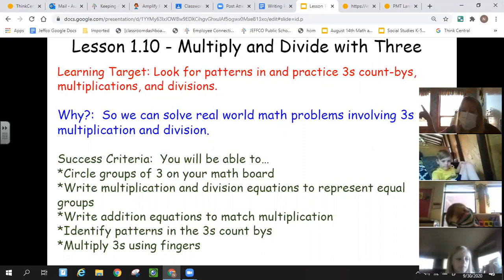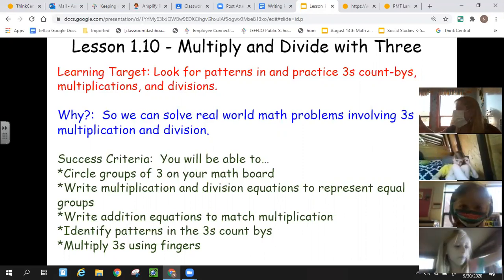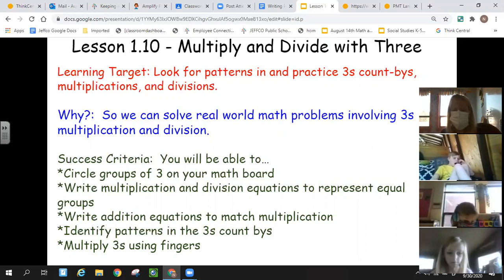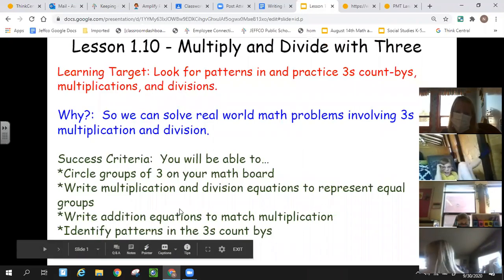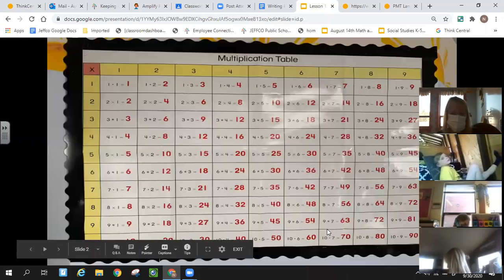Here's your success criteria. You should know it. We're going to circle our groups of 3. We're going to write our multiplication and division equations to represent these equal groups. They have to be equal because remember, multiplication's repeated addition. We're going to write addition equations. Actually, I'll do that for us. And then we're going to look for our patterns and practice our count bys.